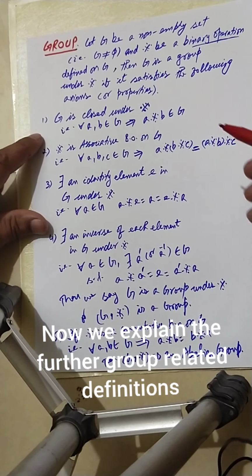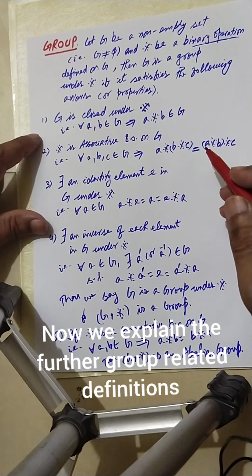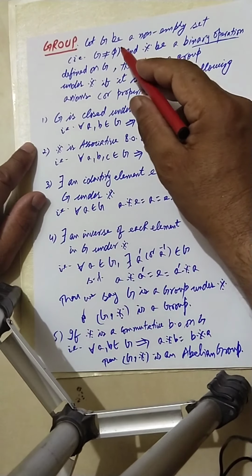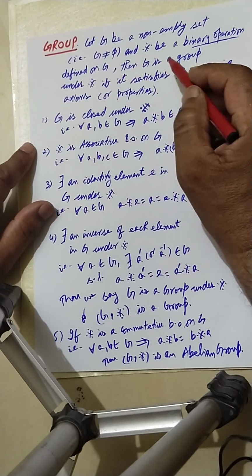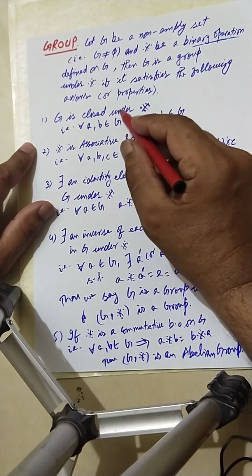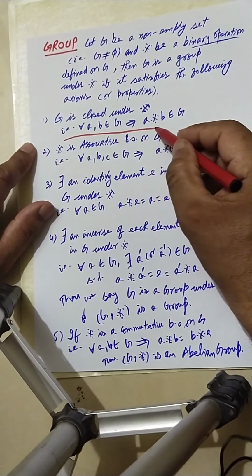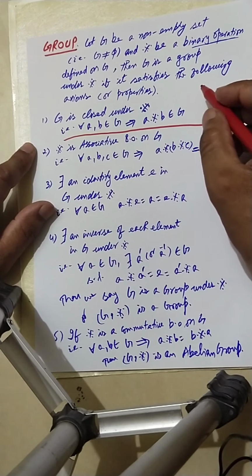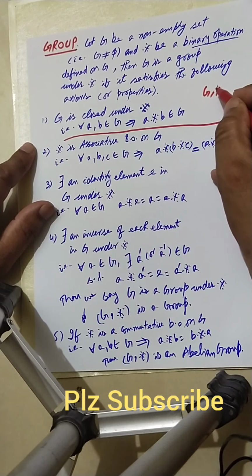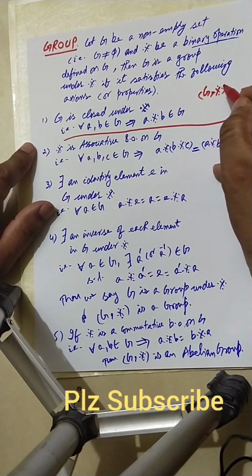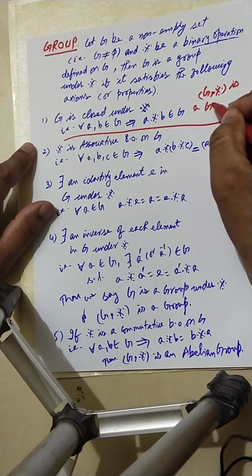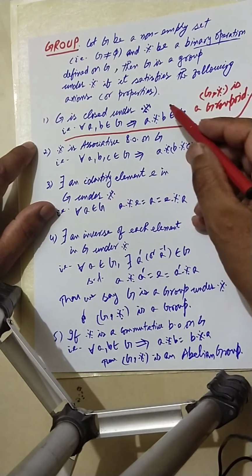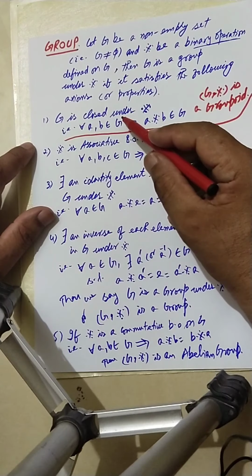Now again, from the definition of group, we explain some further definitions related to group. If G is a non-empty set and * is a closed operation such that * is closed, associative law does not exist, only closure law holds in G, then we say G and *, or G comma *, is a groupoid.